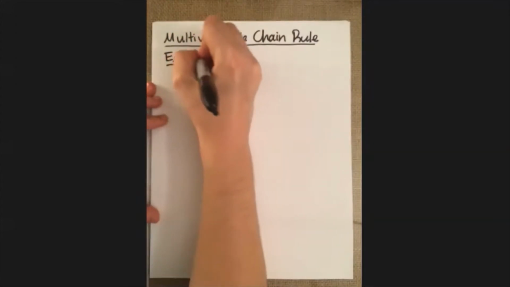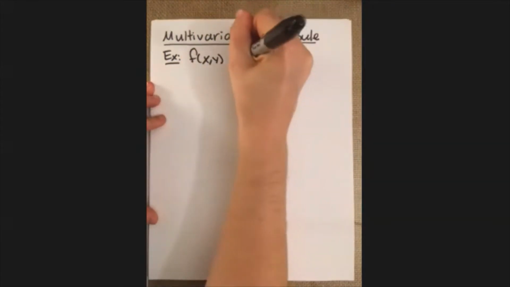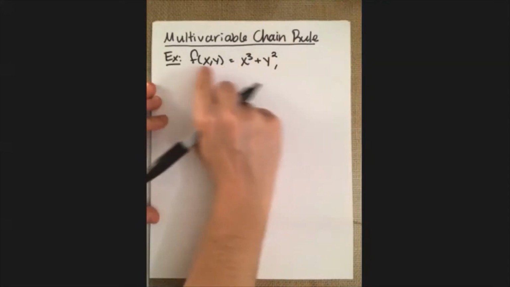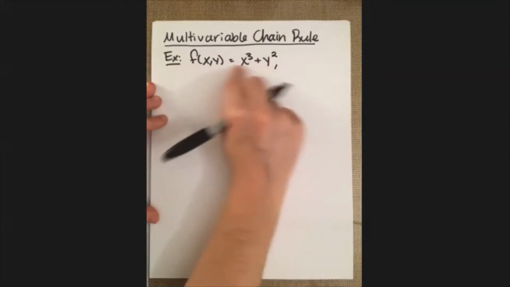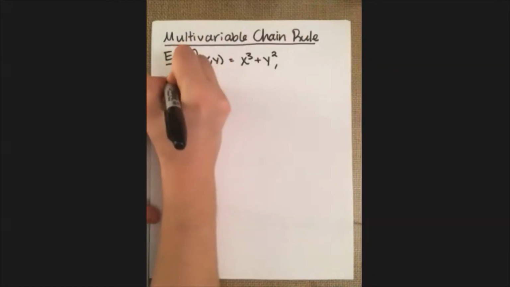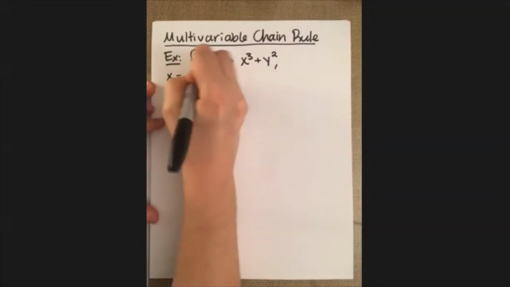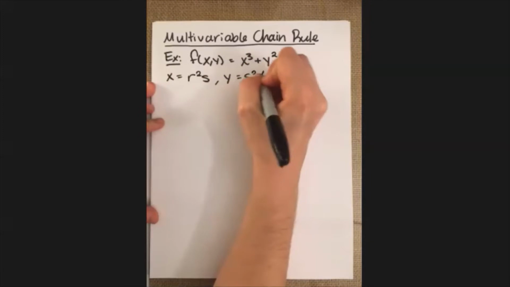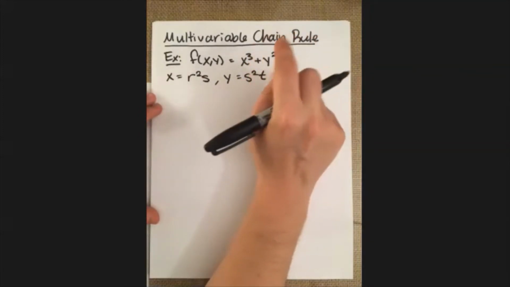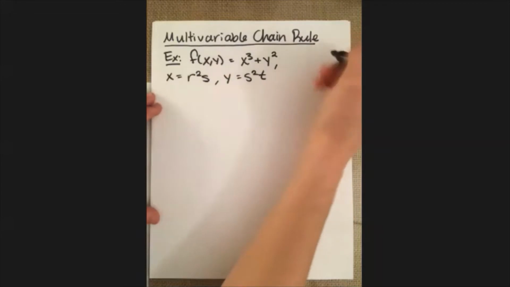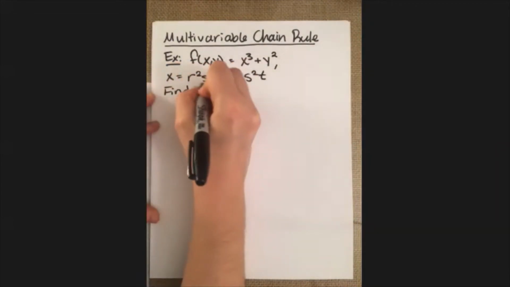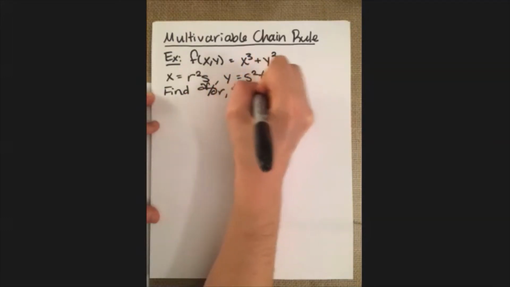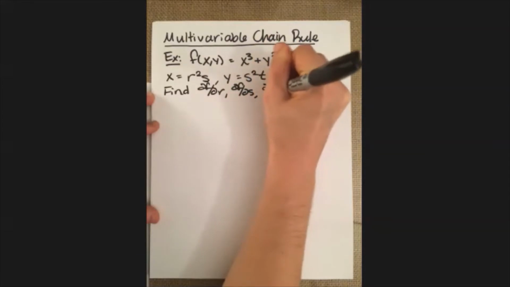is f of x and y is equal to x cubed plus y squared. And we're going to suppose that f is dependent on x and y, but let's suppose that x and y are also dependent on other things. In particular, x could be dependent on r squared times s, and y is dependent on s squared times t. And suppose that we want to find how f depends on r, s, and t. Or in particular, we want to find the partial of f with respect to r, partial of f with respect to s, and partial of f with respect to t.